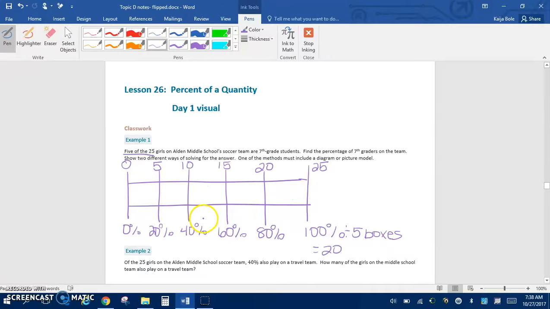So now that we have our drawing, now we need to answer the question. It says find the percentage of 7th graders on the team. So they told us that 5 out of the 25 were 7th graders. So if we look at 5, and we look at the percent, we can see that 20% are 7th graders. And that is the answer.